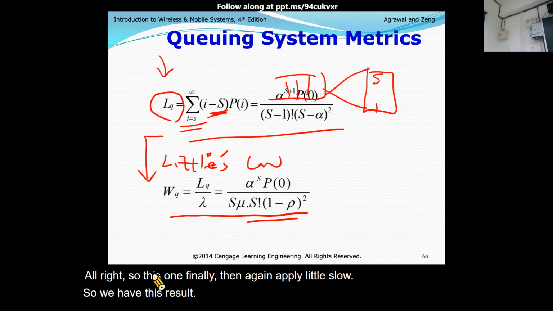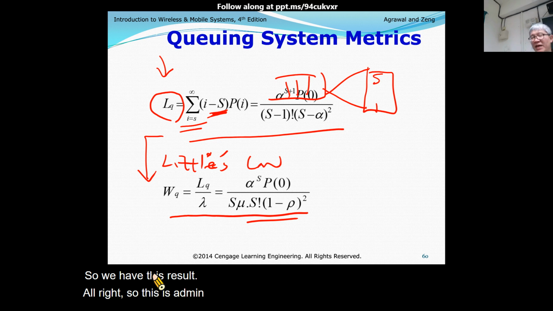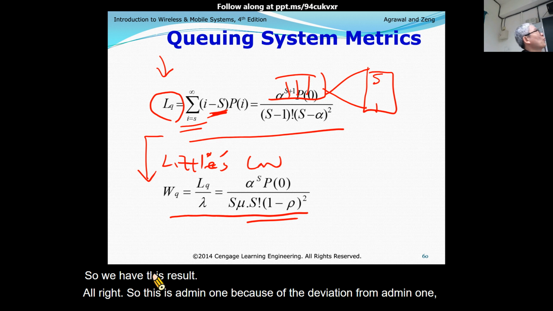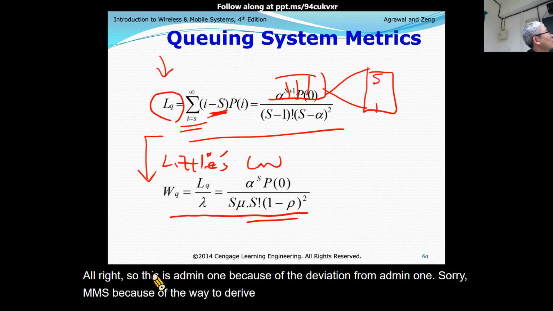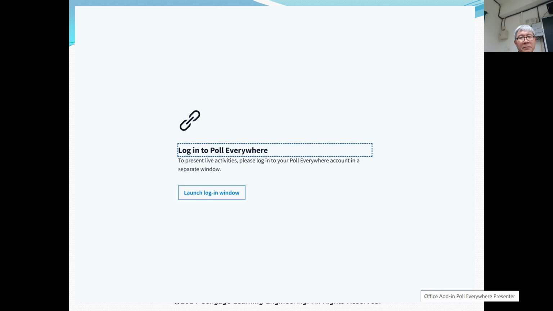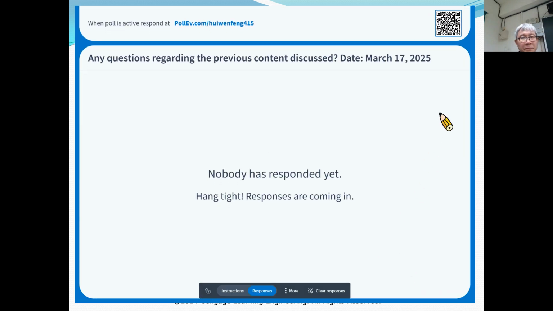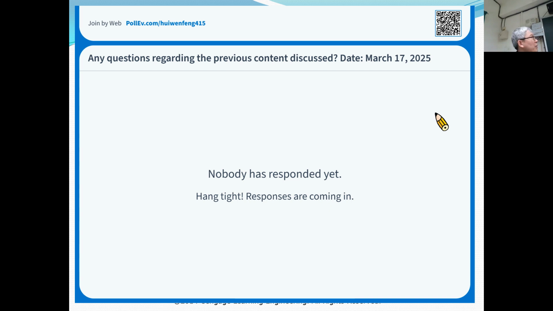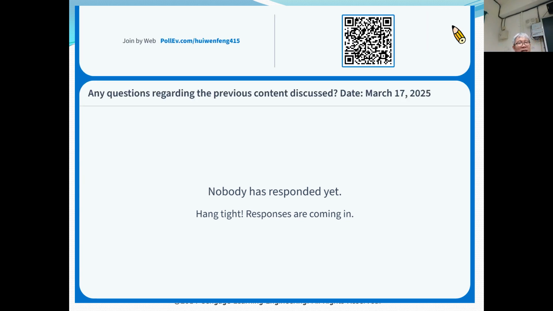All right, so this is M/M/S. Because of the way we derived the result from M/M/1, I go through it quickly and allow you to see that, following the same way, we get the result for M/M/S. So that's it. I have the extension to M/M/S. About this, let me know your status. Any questions?